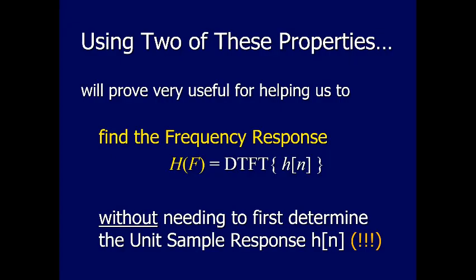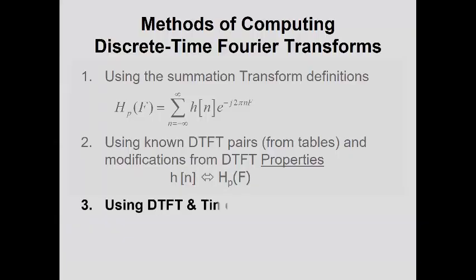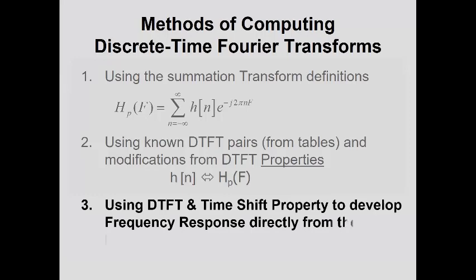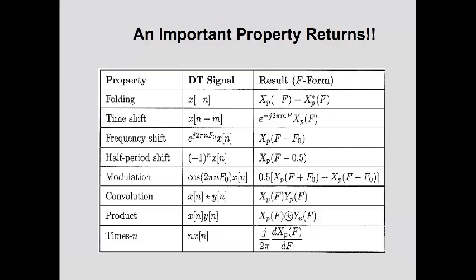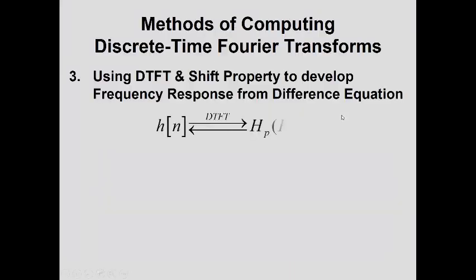All we have to do is discrete time Fourier transform the difference equation. And that's what we were alluding to in this third option for how to determine the frequency response of a system. We're going to take the DTFT of the difference equation, apply the time shift property and the convolution property to tell us how to relate the output to input. So it's going to be based on our convolution property and also based on our time shift property that we can do this.